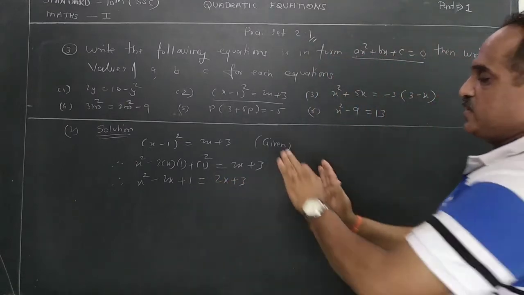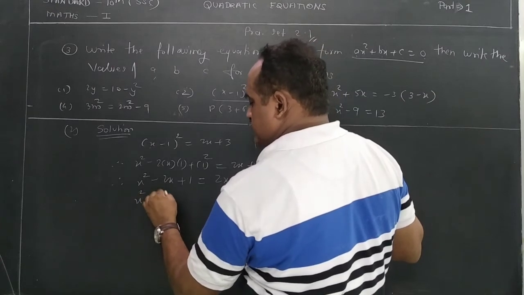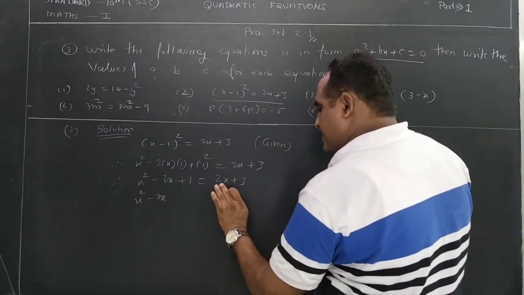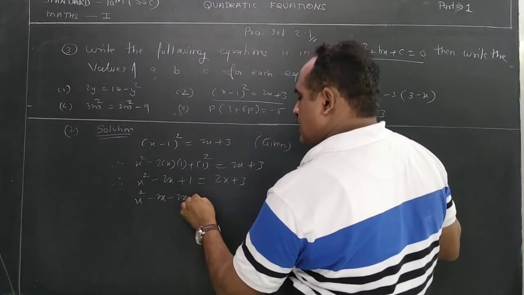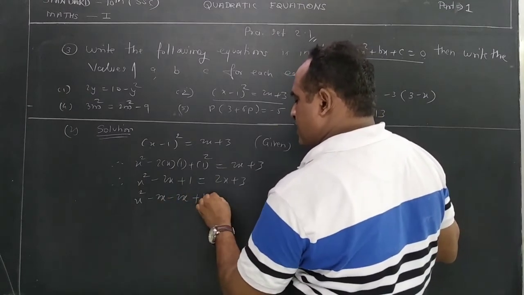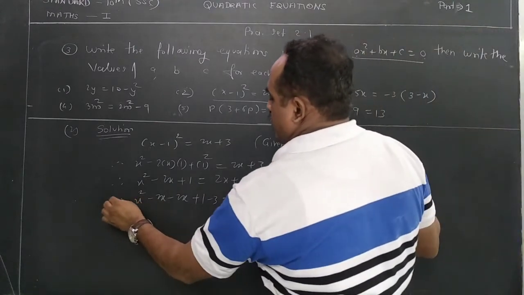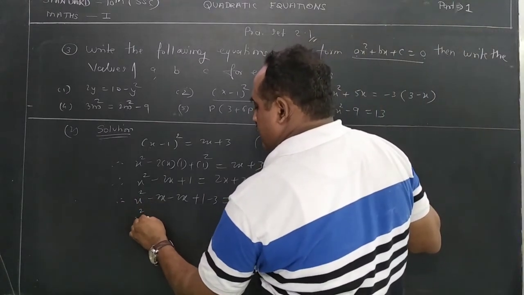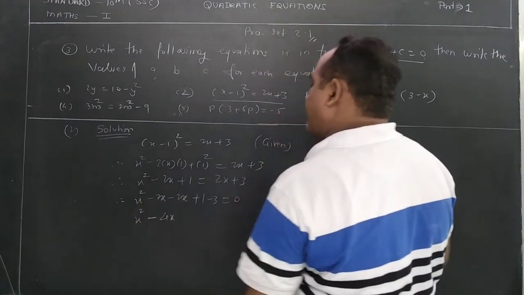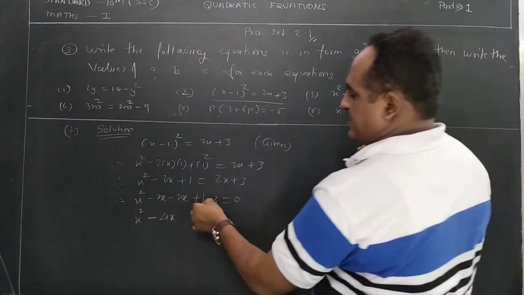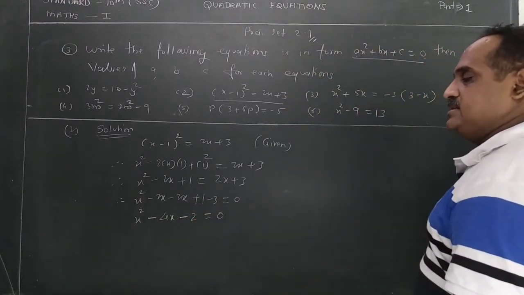Now you are going to transfer all the terms to that side. What will happen then? x square, it is minus 2x on the same side. But if I transfer 2x over, it becomes minus 2x, plus 1. If I transfer 3, it becomes minus 3 is equal to 0. So what are you getting now? x square, minus 2x minus 2x is minus 4x, and 1 minus 3 is minus 2. Have you understood this?